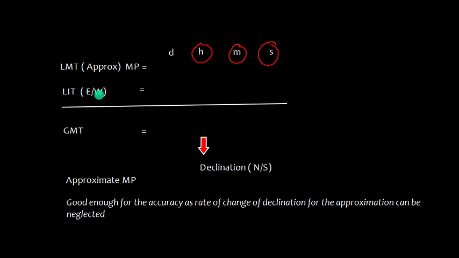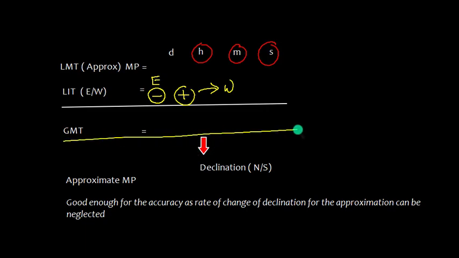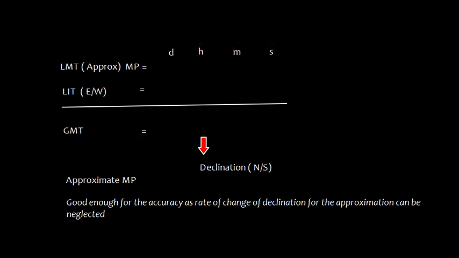And we follow the rule: longitude east, GMT least, so in case of east, you subtract; longitude west, GMT best, so you add in case of west. Then we obtain the GMT value. Now, from the almanac we also obtain declination. Well, with this method, this is only the approximate meridian passage, but this is good enough.